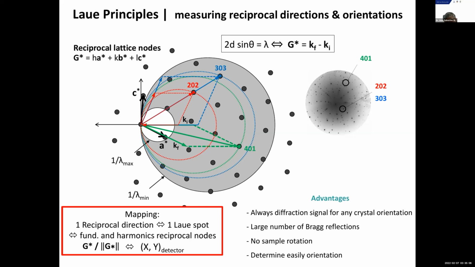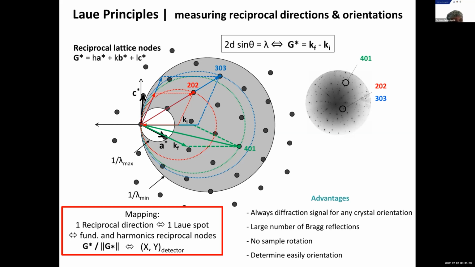And so it means that whatever the orientation, whatever the crystallized sample you put on your sample holder, as soon as you illuminate with the wide beam, you should collect many spots, and so it's very nice. You always have signal when you use a polychromatic beam.